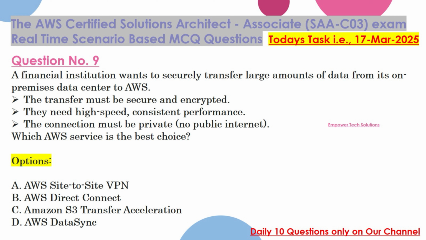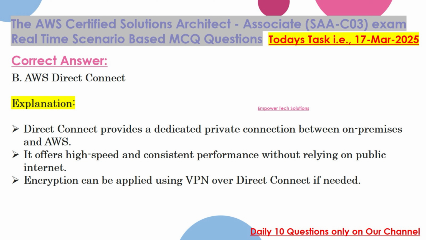Options: A. AWS Site-to-Site VPN. B. AWS Direct Connect. C. Amazon S3 Transfer Acceleration. D. AWS DataSync. Correct answer: B.